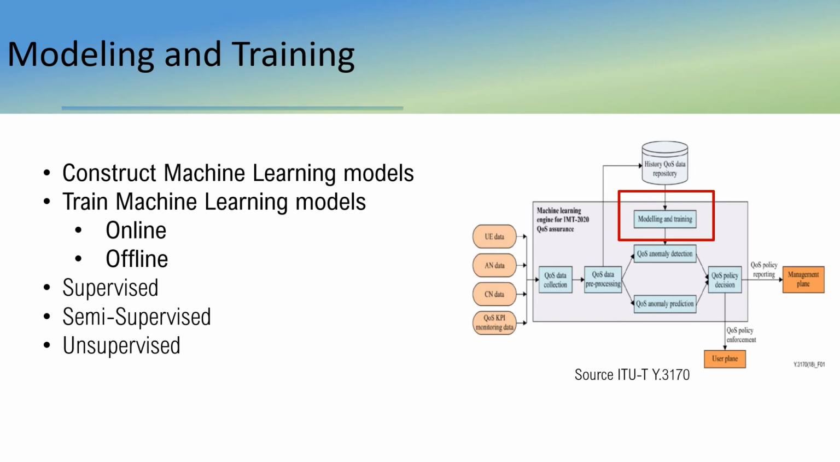Modeling and training plays the role of establishing the baseline or normal behavior. Machine learning models can be constructed using the preprocessed KPI data. So these models can be based on supervised learning, semi-supervised learning, or unsupervised learning, either alone or in combination. So we will discuss this in the later videos.